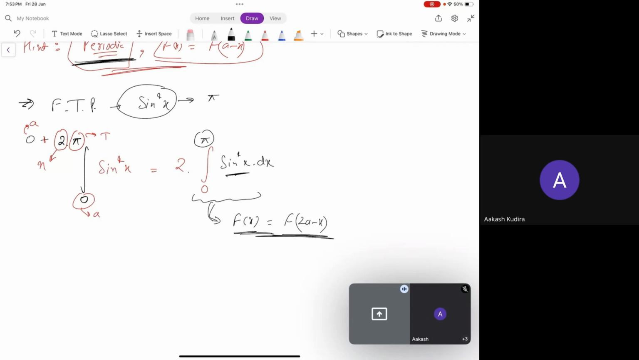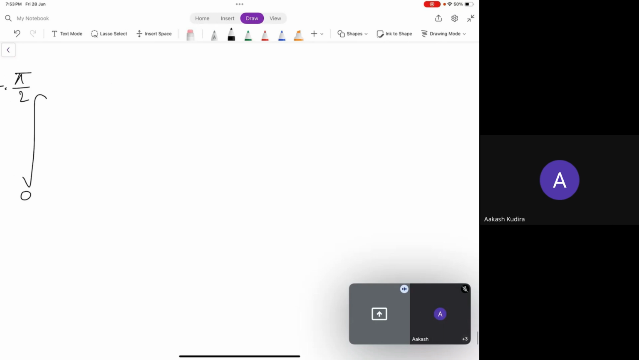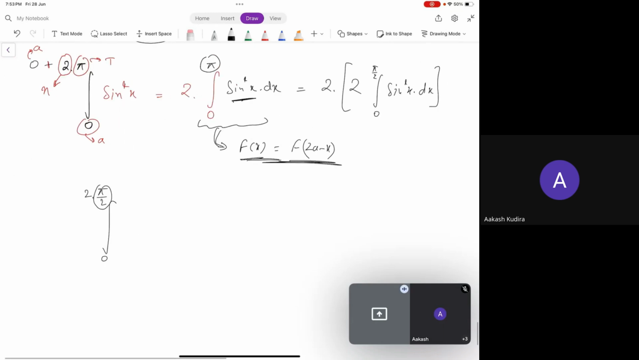Then it is equal to twice of 0 to pi by 2 sine power 4x dx. Now if you have any doubt about how we are writing this 2 here and pi by 2 here, this is the property. For example, here 0 to pi. Now I can write like this, pi by 2 into 2, 2 into pi by 2. So this is a, this is a here.